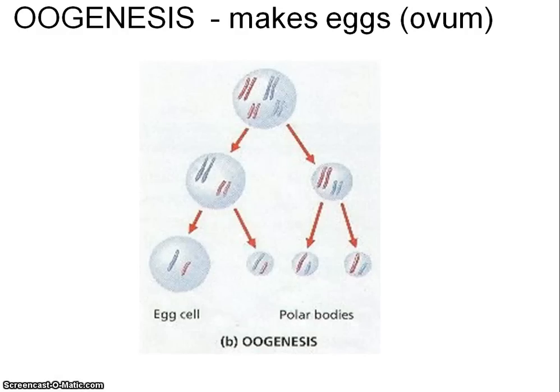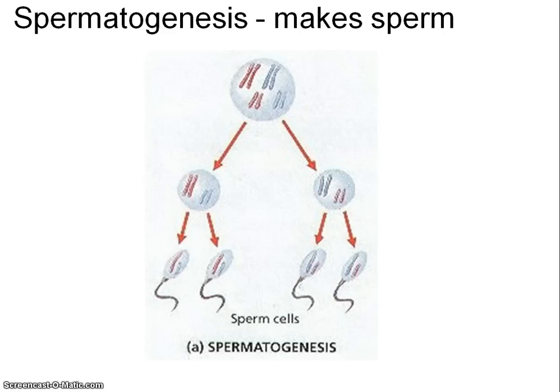When meiosis occurs in females, it's called oogenesis, because you're making an ovum or an egg. And spermatogenesis is in males, where you're creating sperm. But they're both just forms of meiosis.